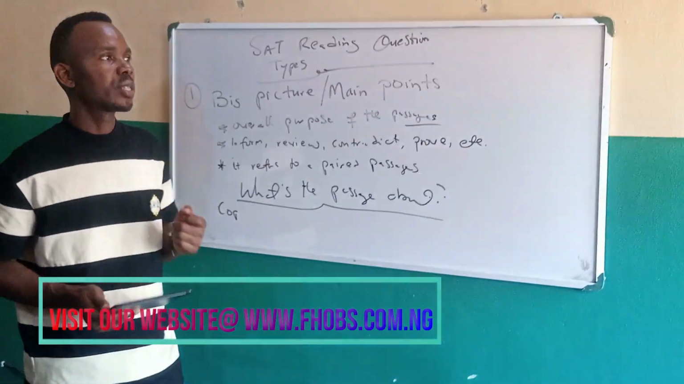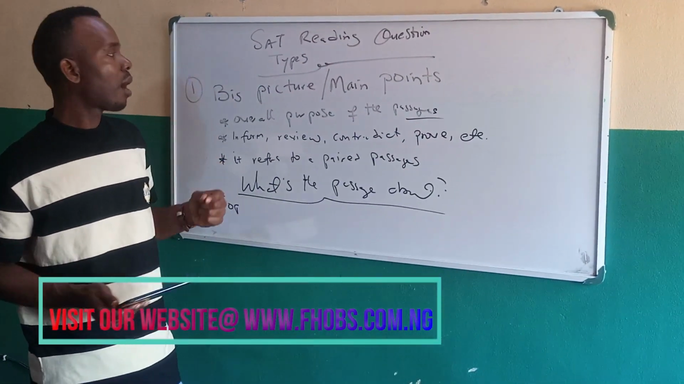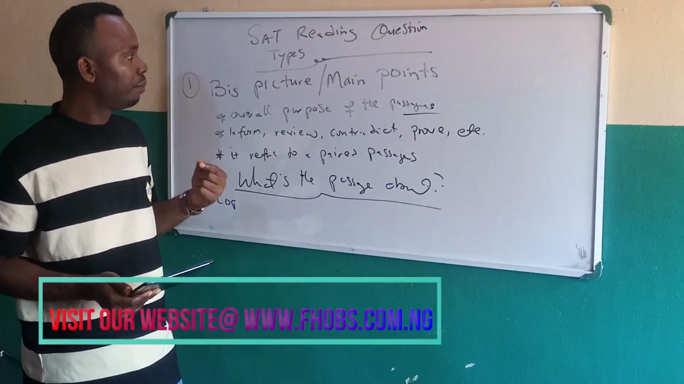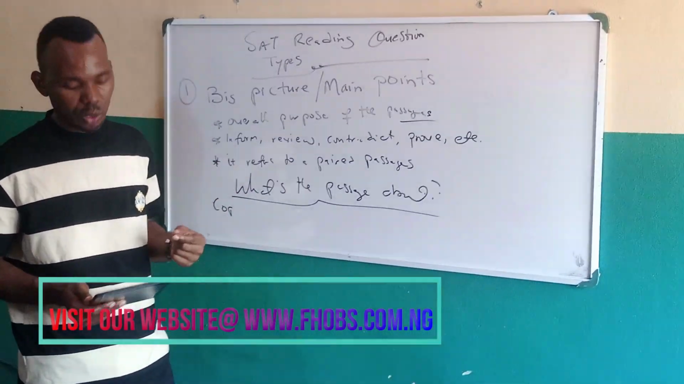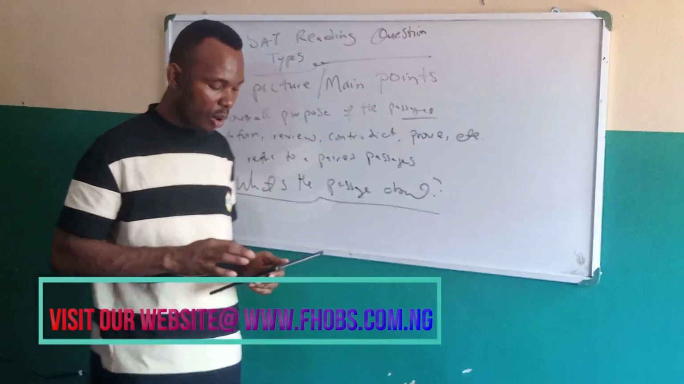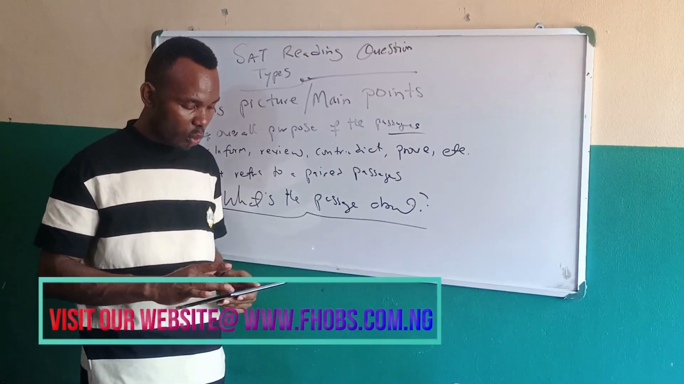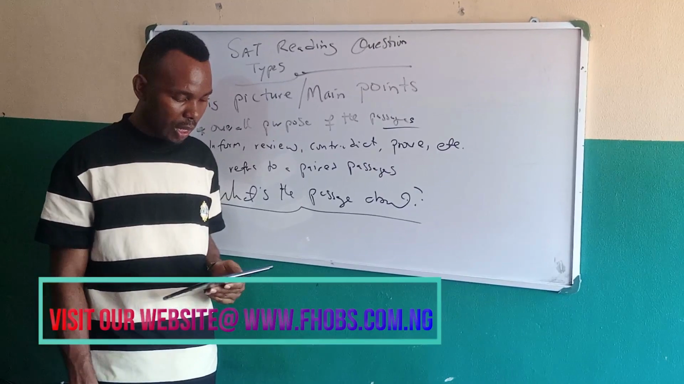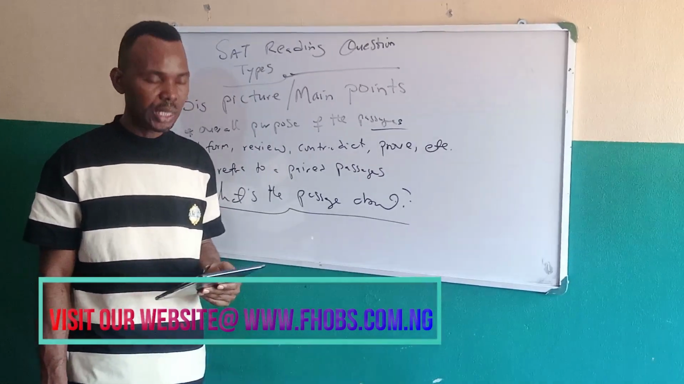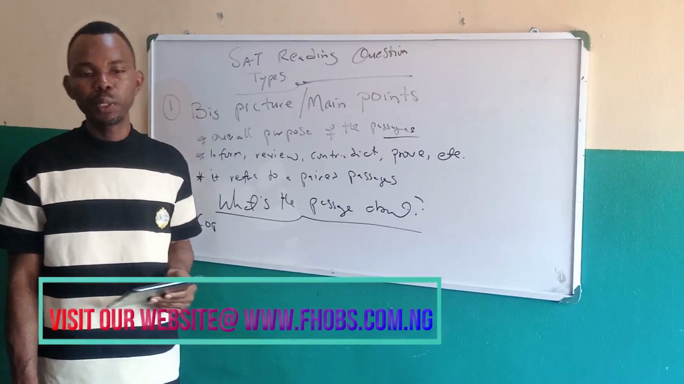So some of these questions border on the big purpose, the big picture or the main point, or what you call the subject of the discourse. The next question type is actually called the little picture or details.